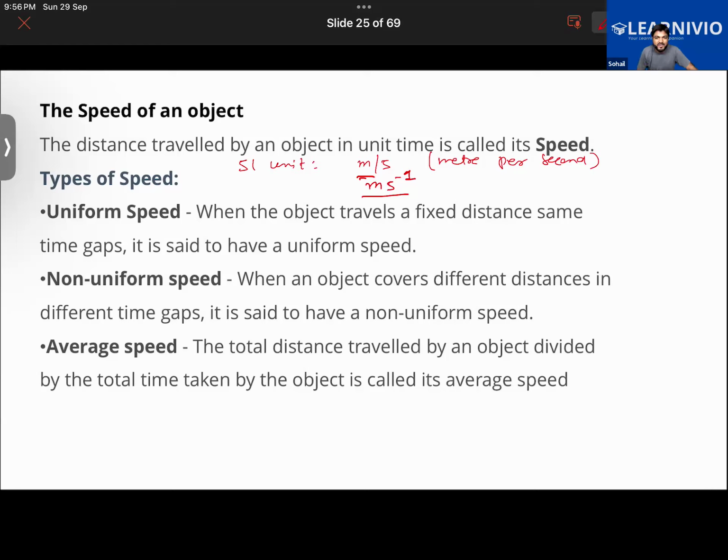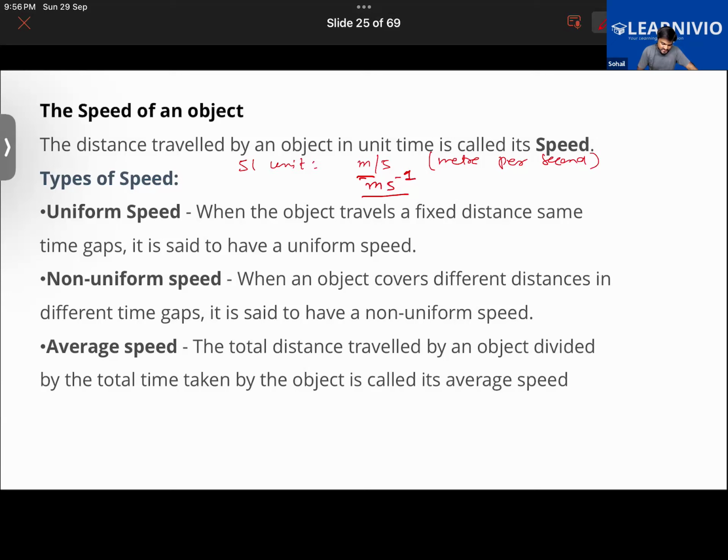It's the metric system that is used all around the world. It is taken as a standard for measurement of different quantities. For example, you'd measure time in second in the SI unit, length in meter, mass in kilogram, electric current in ampere, heat in Kelvin, or amount of substance. In higher classes, we'll be learning about other SI units also. And for speed, it is meter per second. Anyways, let's get back to the topic.